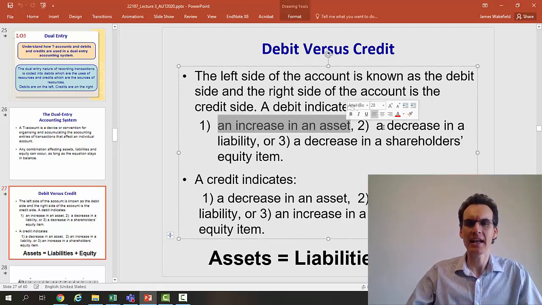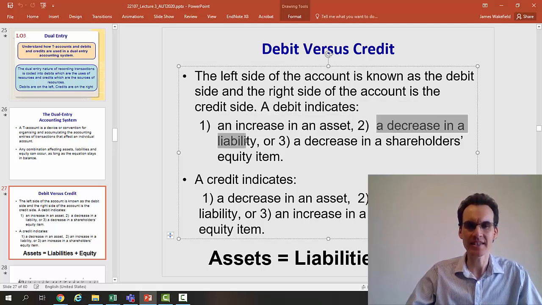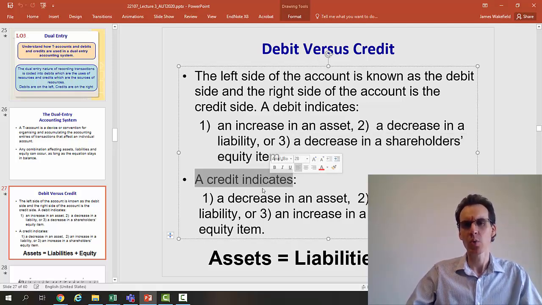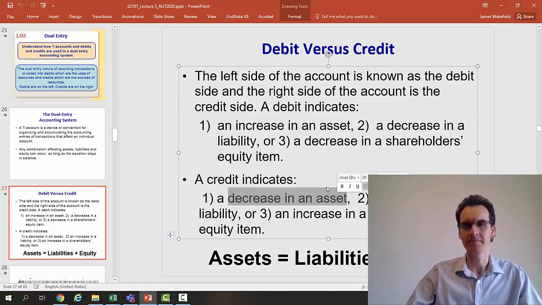If we debit a liability account, we are decreasing the liability account. And if we debit an equity account, we are decreasing shareholders' equity, right? So we're decreasing the value of that equity for the owners in the business. Now, vice versa, a credit will decrease an asset because debits increase an asset, so credits will decrease it. For liabilities and equity accounts, a credit increases the liability account and it increases the value of shareholders' equity.